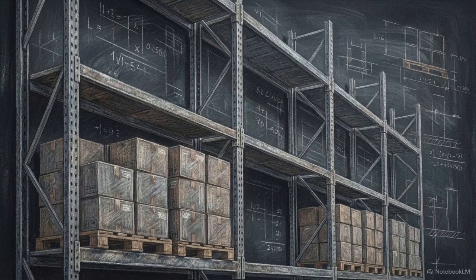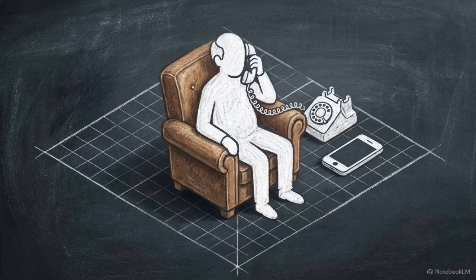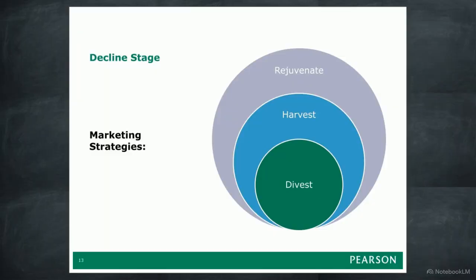Eventually, the market enters a decline, where both sales and profits enter a terminal drop. The remaining customers are laggards, those who are slow to change, while the total number of competitors steadily drops. Executive leadership must choose between 3 specific options: rejuvenate, harvest, or divest.